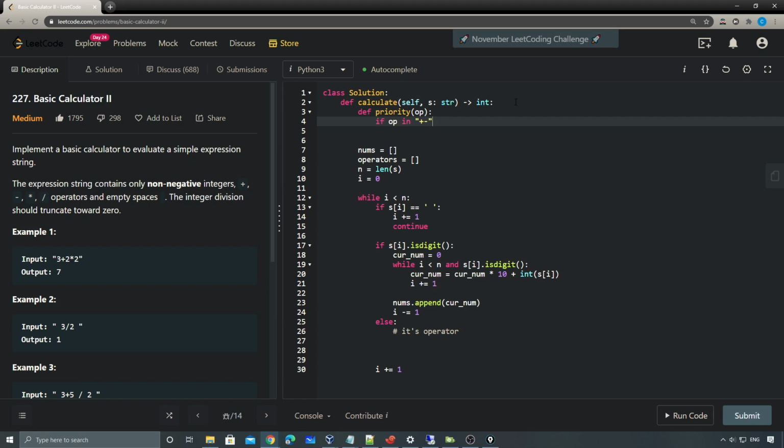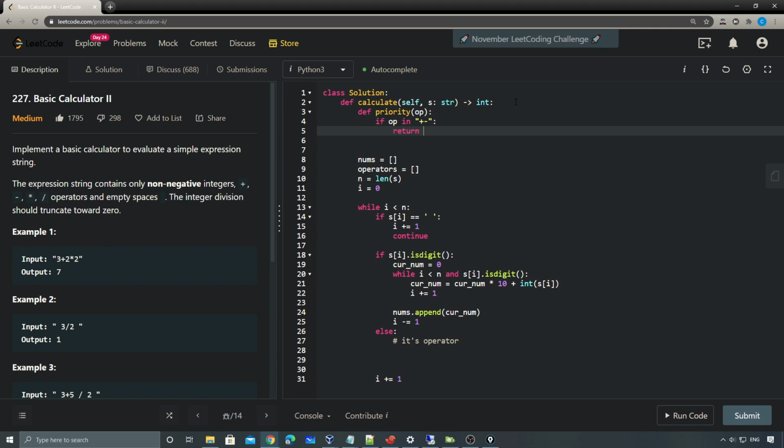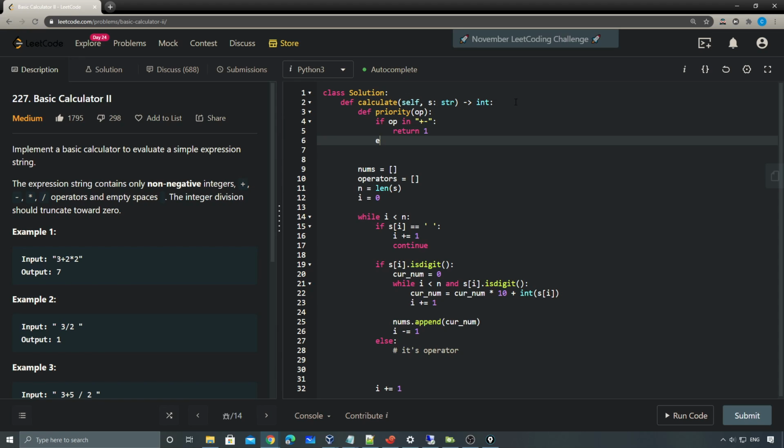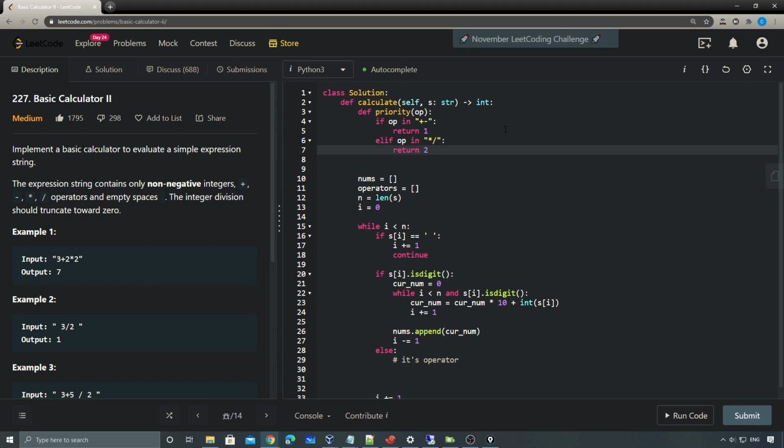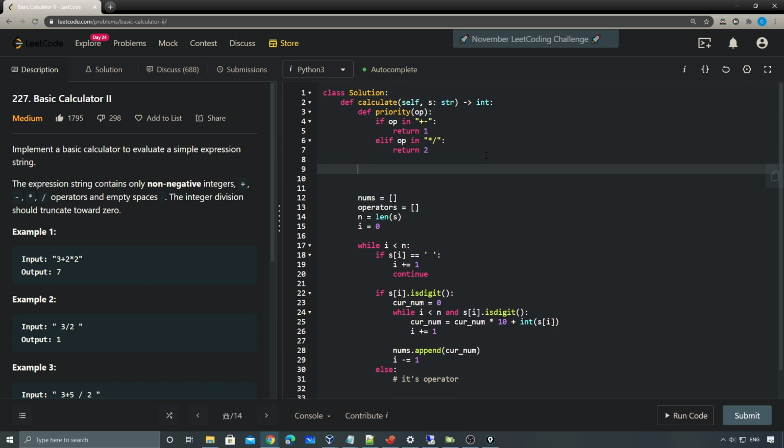If the operator is plus or minus, I give it priority equals to one. Else if the operator is multiply or divide, I give it two. That's the priority. And then I'm also going to create another helper function to help me evaluate the numbers by passing in num1, num2, and the operator.